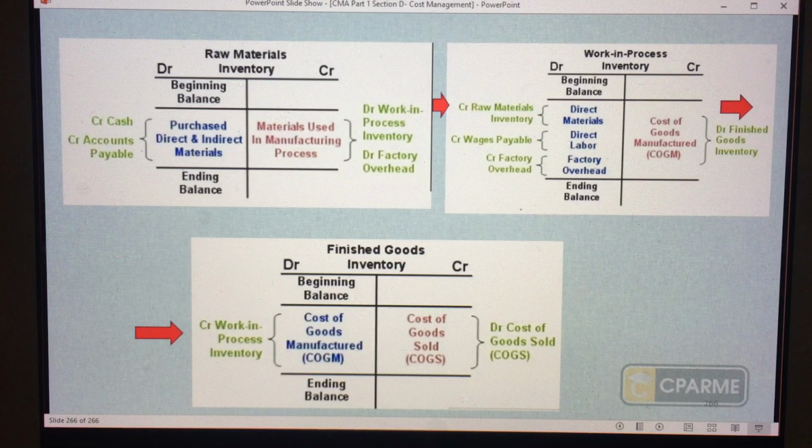So if you look at this, meron tayong tatlong T-accounts. You have one for raw materials, work in process, and finished goods. So it's going to show you the flow of the goods. So for the raw materials inventory, usual, because of the normal balance na debit, yung beginning balance mo ay nasa debit. So the balances, your purchase, direct and indirect materials will be on the left side or on the debit side. And reduce this by your ending balance, makukuha mo yung materials used in the manufacturing process.